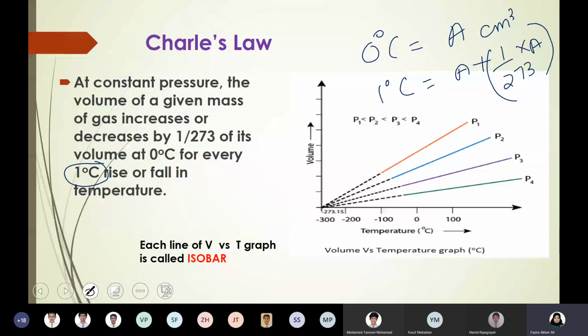But as I said, if the definition is asked, the first statement is more than enough. At constant pressure, the volume of a gas changes in proportion to the absolute temperature, and that equation also is enough. V by T is a constant. Volume is directly proportional to temperature, or V by T is a constant.